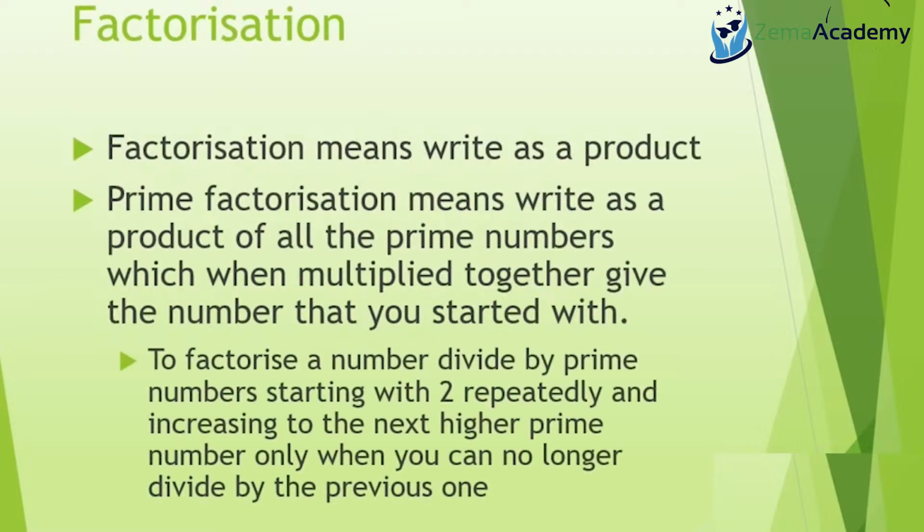Now, using these, we can do something called factorizing, or factorization. Now, it says that factorization means write as a product. Now, I think you would have read last week that a product is the product of a multiplication. So, when we prime factorize or factorize things, we're going to split them up into the prime numbers that we multiply to get to that final number. So, I'll show you some examples.